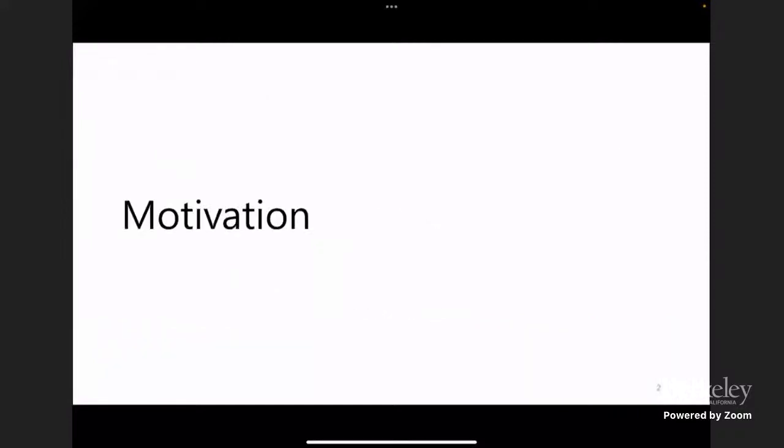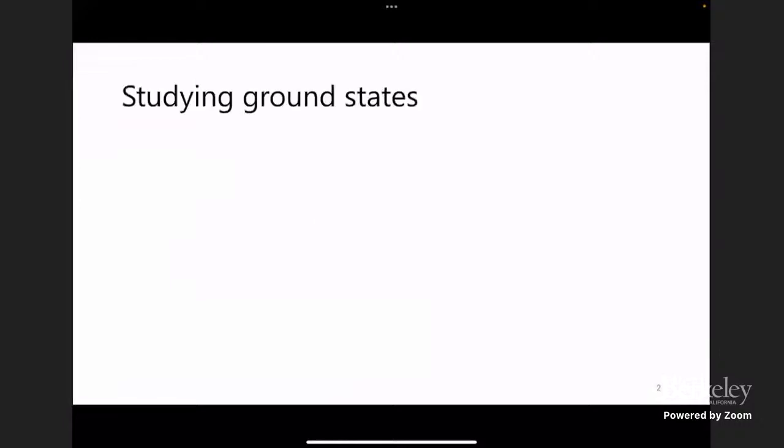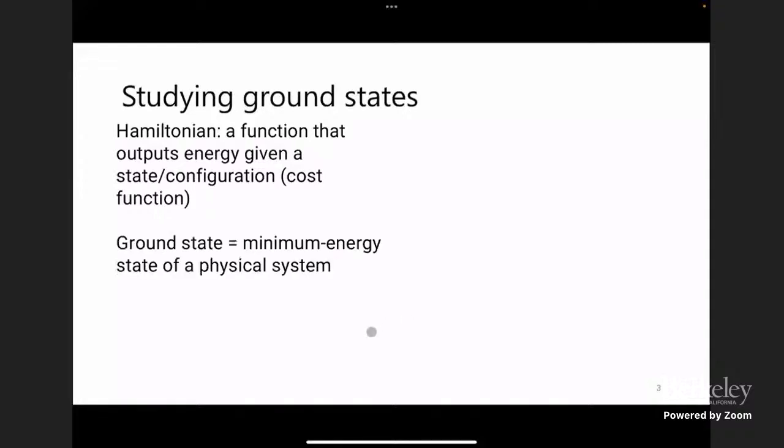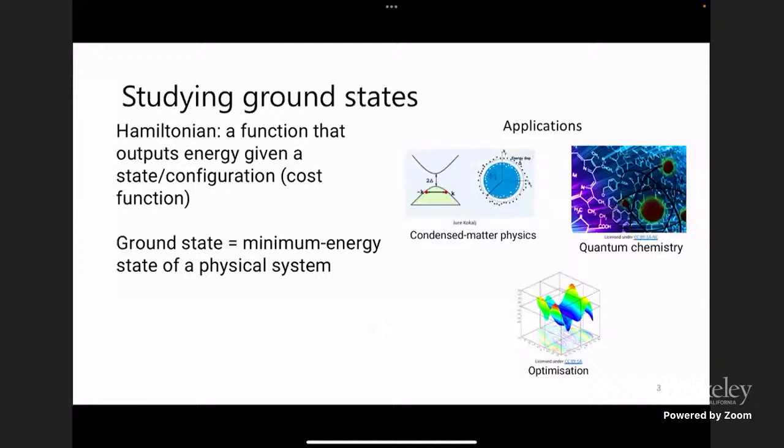So let me start with the motivation, first by defining what I mean. Studying ground states is an important field in physics and maybe more generally across all of the sciences. We are interested in finding the ground state of an object called the Hamiltonian, which you can think of as a function that maps a given state or configuration of a system to some cost function or an energy. And we want to minimize this cost function. The ground state is simply the minimum energy configuration of some system. No wonder it's useful in a lot of places like condensed matter, quantum chemistry, and optimization.